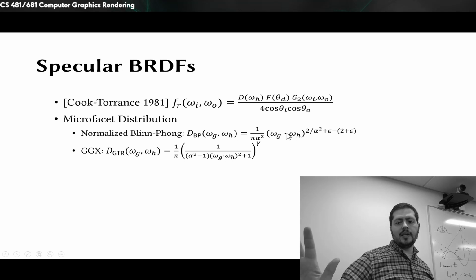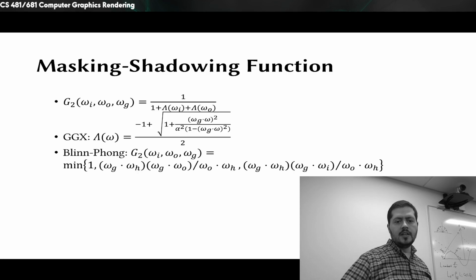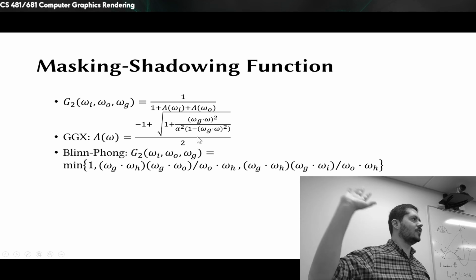And I don't want to skim over that, so we'll talk about that more next week. And then there's another one called the GGX function, which models the surface in a different way. But this masking shadowing function is, I said G2, so if this was G1, it would be 1 over 1 plus this lambda function. And this lambda function for GGX is this huge equation over here. And I'd rather talk about that later.